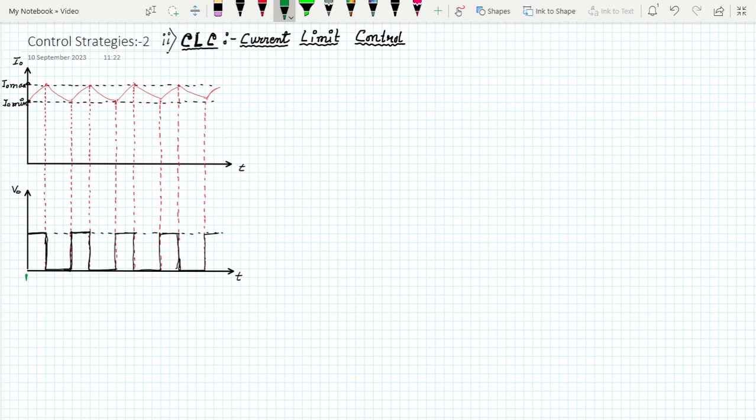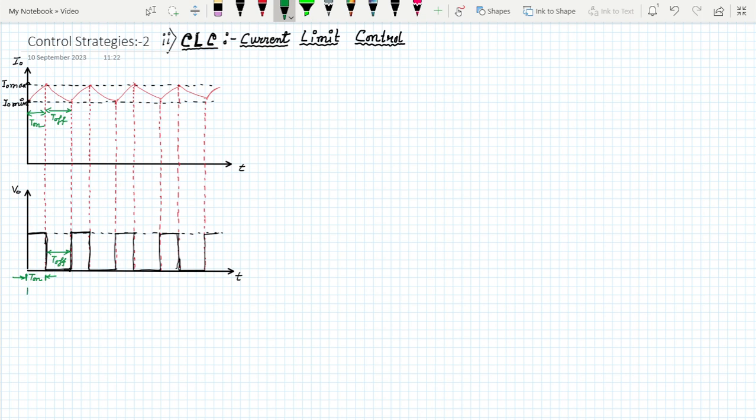Look at here, in this period between this here to here, it will be the T on period. So T on period will be in between when the current will be increasing from I0 min to I0 max. And afterwards, for this period here, this is the T off period. And between this T off period, current will be decreased.